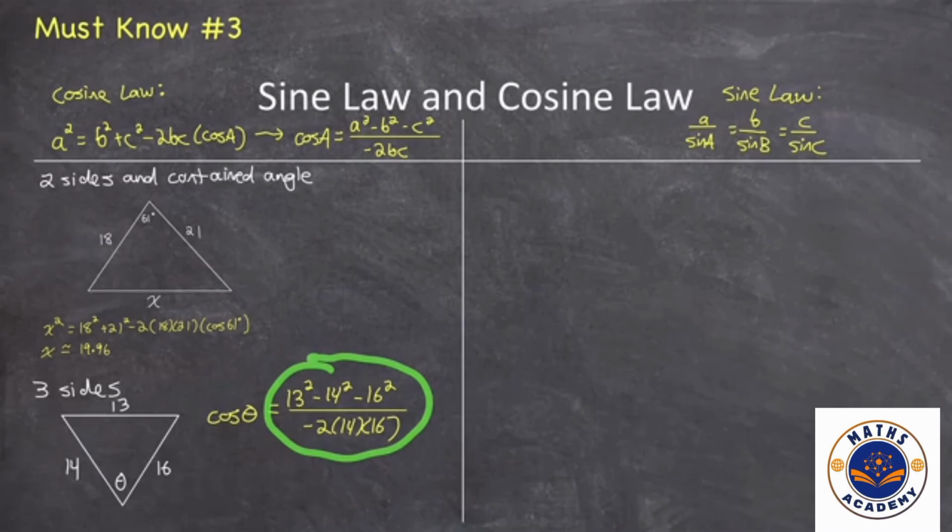This will give us what cosine theta is equal to, and when we know the ratio and want the angle, we would do inverse cosine of that ratio, and it'll give us the angle. And we would get an angle of about 50.82 degrees.